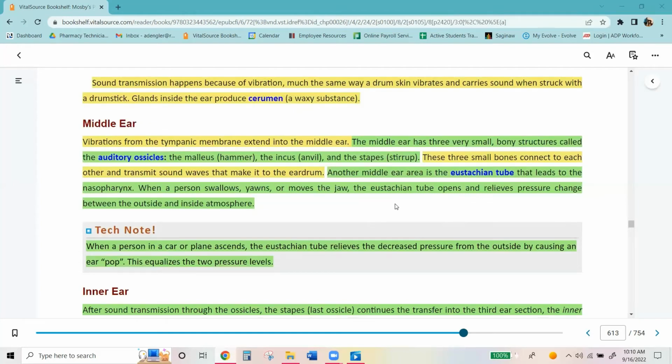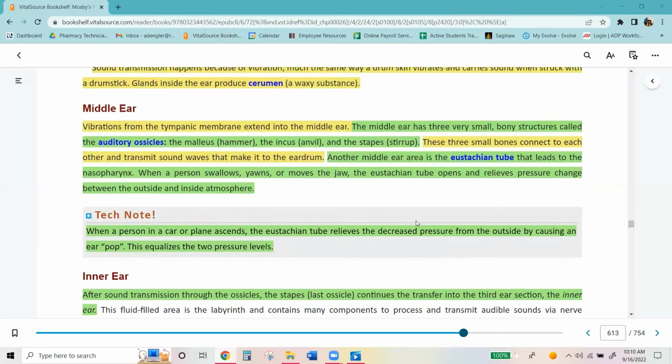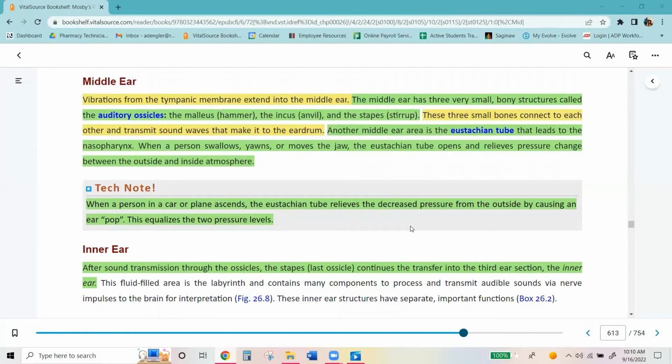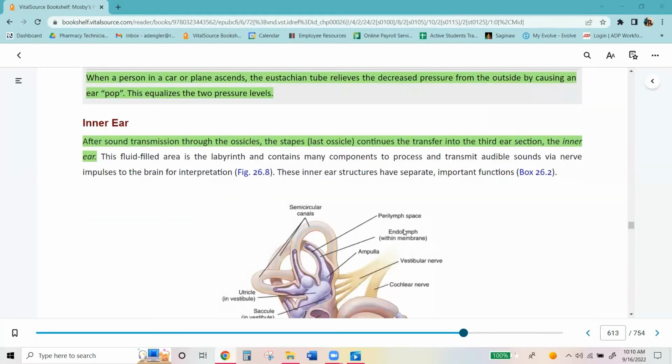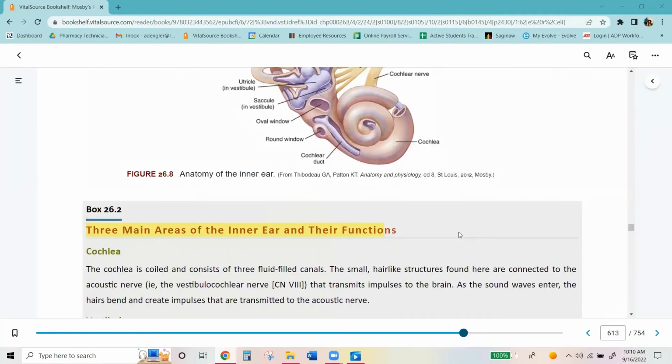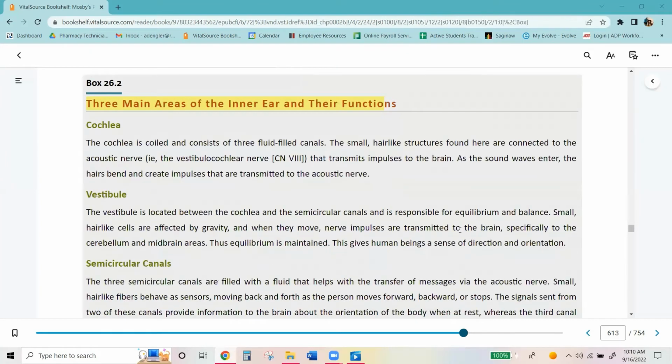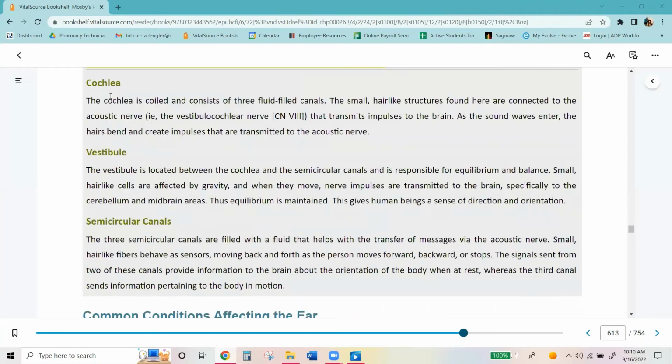When a person swallows, yawns, or moves the jaw, the auditory tube opens and relieves pressure change between the outside and inside atmosphere. And just a tech note, when a person in a car or plane ascends, the auditory tube relieves the decreased pressure from the outside by causing an ear pop, and this equalizes the two pressure levels. After sound transmission through the ossicles, the stapes continues to transfer into the third ear section, the inner ear. We have three main areas of the inner ear and their functions: the cochlea, the vestibule, and the semicircular canals.